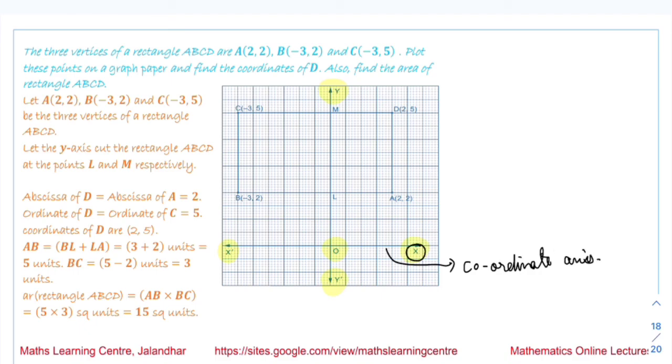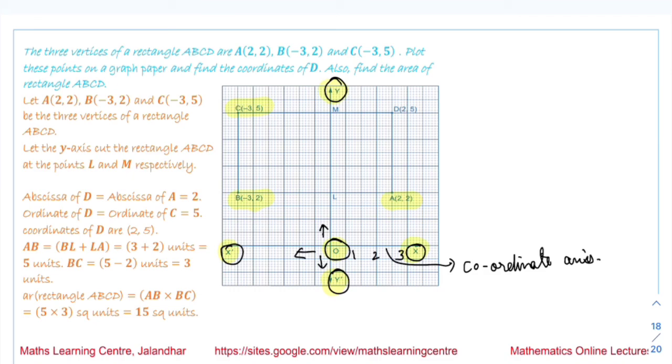We have marked the points x, x dash, y dash and y. We have the origin over here. We mark these points as 1, 2, 3 and so on. Similarly we mark the other points in this direction. We mark the points towards y axis and towards negative of y axis. Then corresponding to these points we obtain A is 2, 3, B is -3, 2, C is -3, 5. We will draw these 3 points.